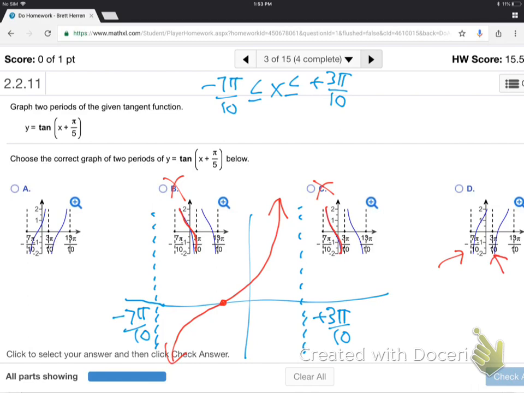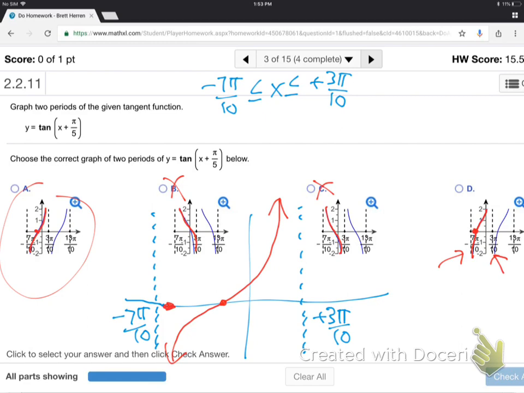But do you see how the snake is not in the middle? It's not centered. The snake's right here. Yeah, it's not centered. It hits right there, really close to the -7 pi over 10, isn't it? So that's not right. The snake has to hit right in the middle of the two dotted lines. So it's A. See how A is correct? See how it's hitting right in the middle of the two dotted lines?